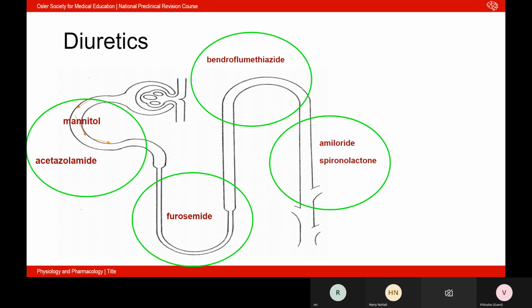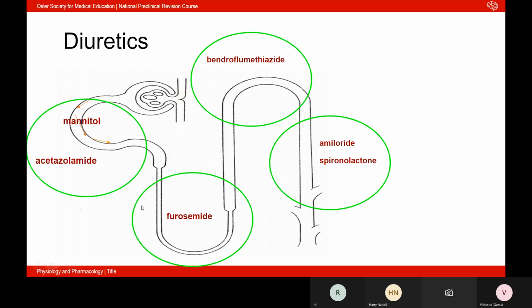Whereas acetazolamide, it's not a very useful diuretic, but theoretically what it does is it interferes with the carbonic anhydrase enzyme, and it prevents bicarbonate reabsorption. But this is not used as a diuretic in practice.